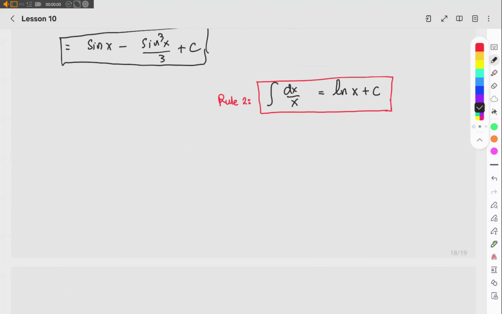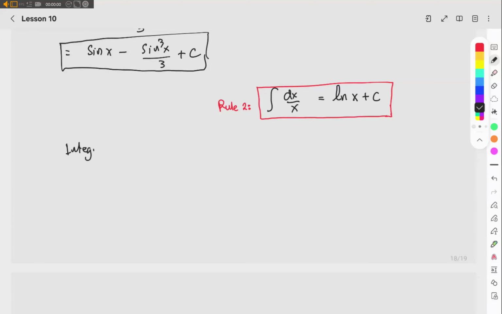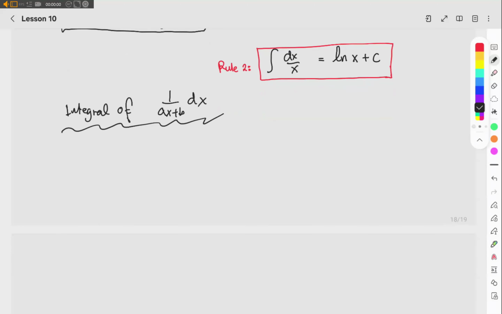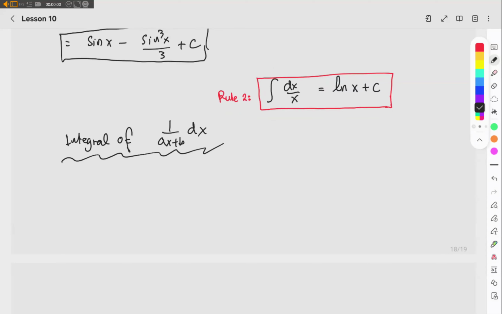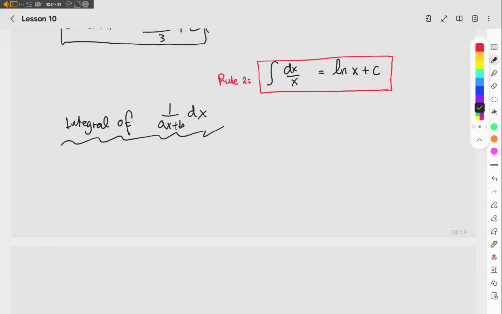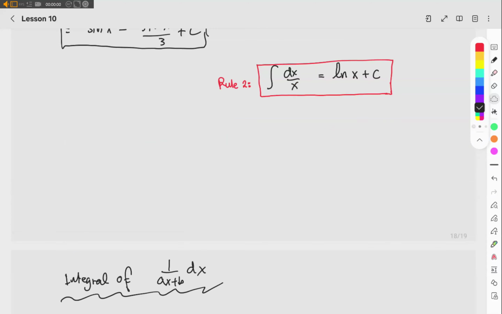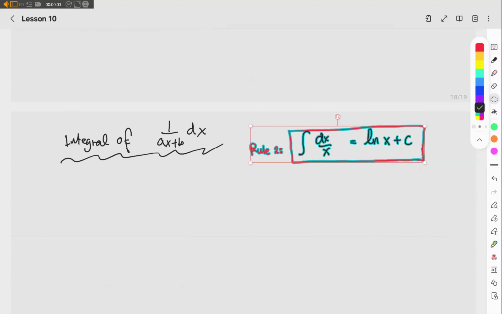Now we can do more examples of different types. In the form of integral of 1 over ax plus b dx. This is the general form that we are trying to solve over here. So you know that when dx is at the top, let's just do some examples so you understand it better. Let's bring it down over here. Let's also bring rule number 2 down here.